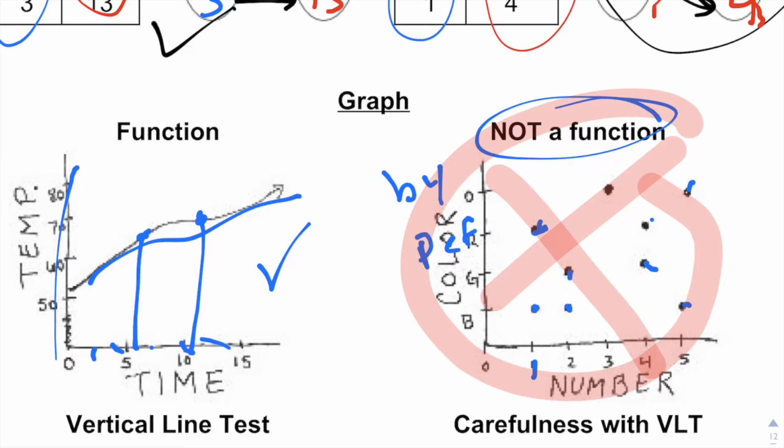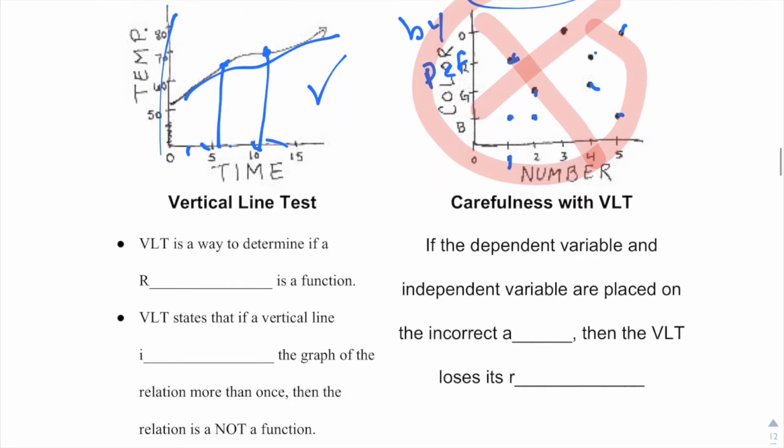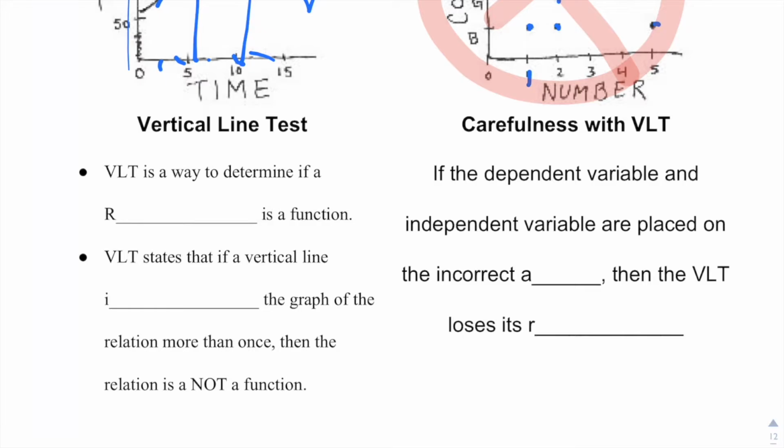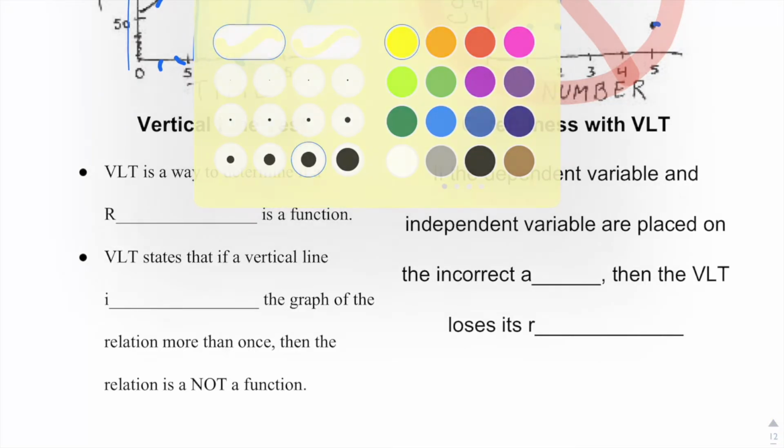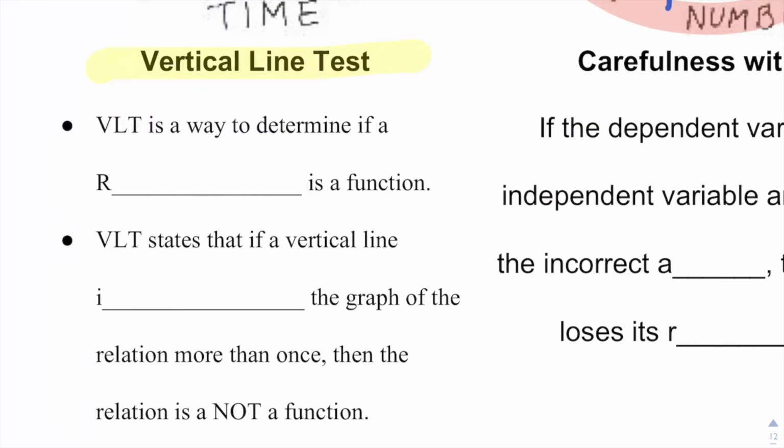So what can we use as a real quick check of a function on a graph? We can use something called the vertical line test. And it's as simple as it sounds. The vertical line test is a way to determine if a relation is a function. The vertical line test states that if a vertical line intersects the graph of a relation more than once, then that relation is not a function.